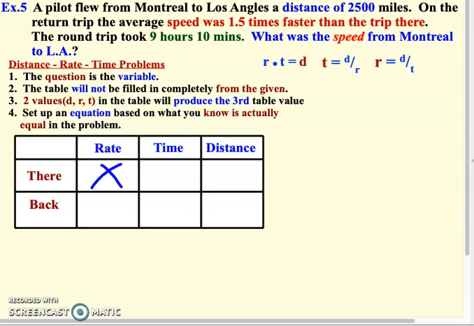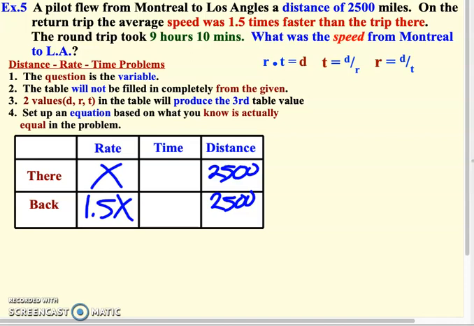Also, the connection then is I was 1.5 times faster on the way back. And then what else I know is true is that it's the same distance whether I'm going there or back, so 2,500, 2,500. Now, some people are tempted to throw that time in there and go, well, I could do an x for time, and then I could do 9 hours and 10 minutes minus x. And technically that would be true, but that wasn't the question. So you always got to stick to the variable. The question defines the variable.